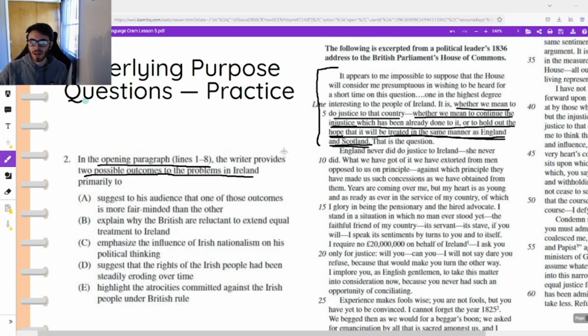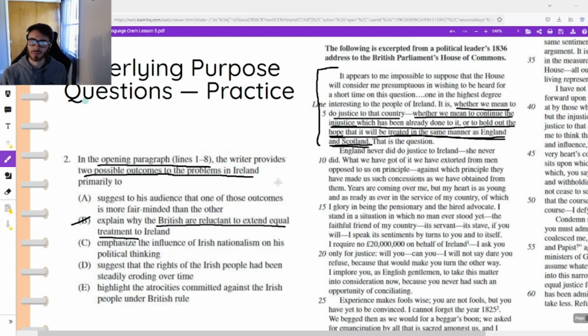B, the writer provides two possible outcomes, primarily to explain why the British are reluctant to extend equal treatment to Ireland. No, it doesn't talk about the British being reluctant to extend equal treatment here. It's all about his opinions of the possible outcomes, right? It's not talking about why the British do anything. So B is not correct.